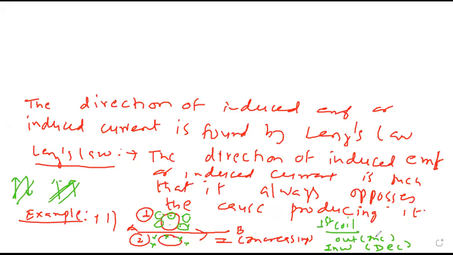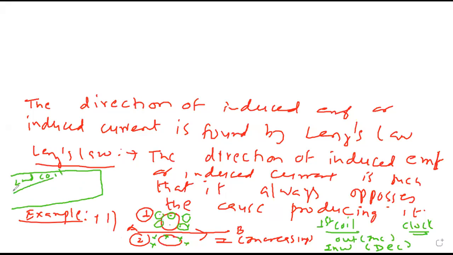Yes, sir. So if we want the inward direction of field, the current should be in clockwise direction. So in the upper one, current is in clockwise direction. Any doubt in understanding the direction of current by Lenz's law in coil number 1?